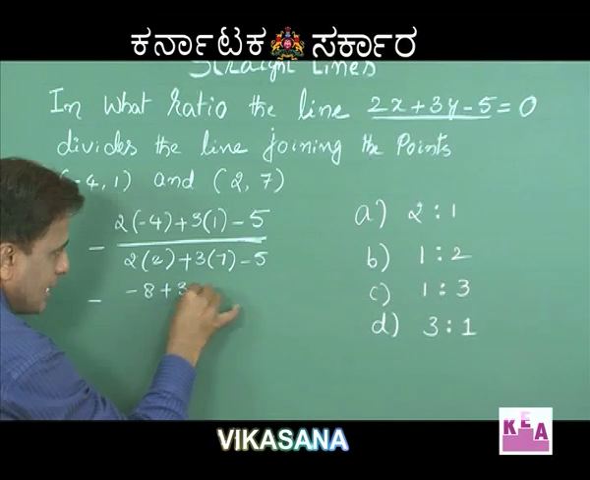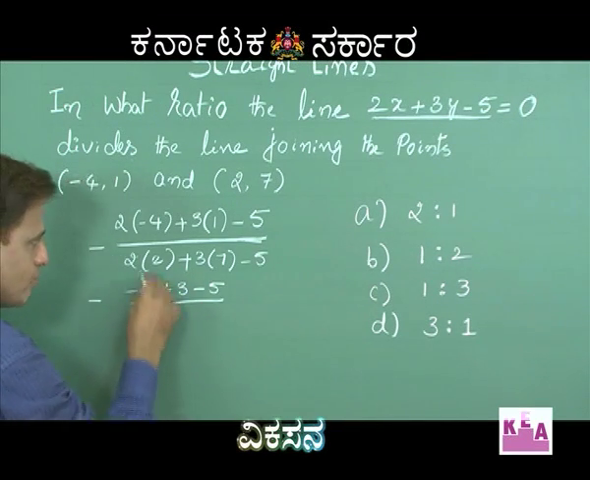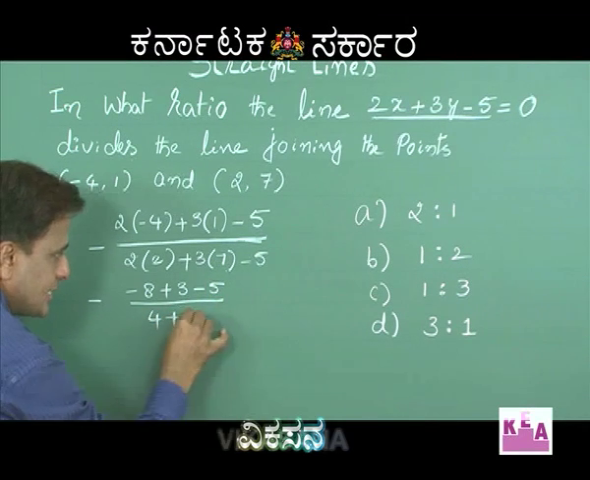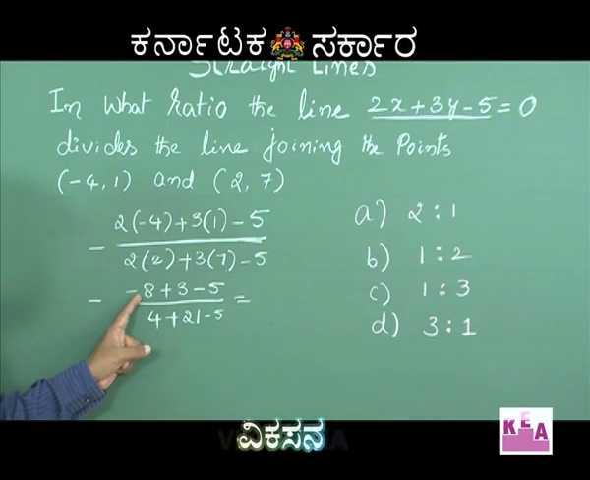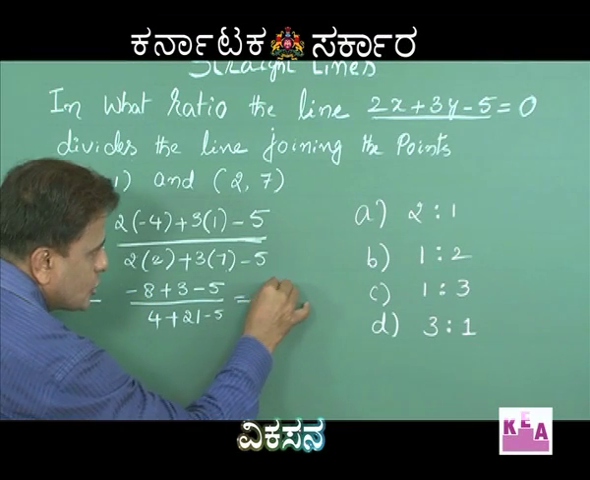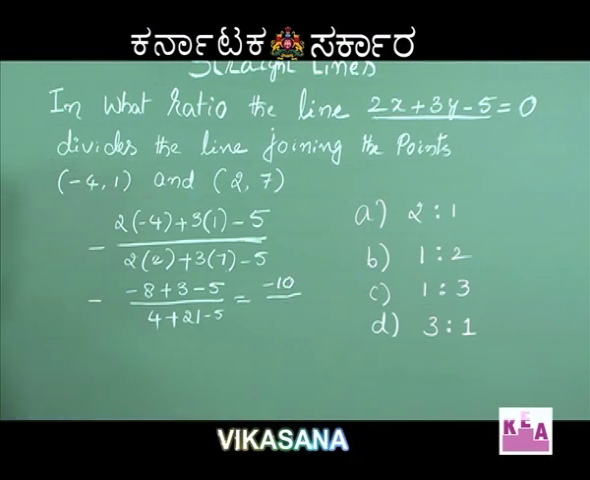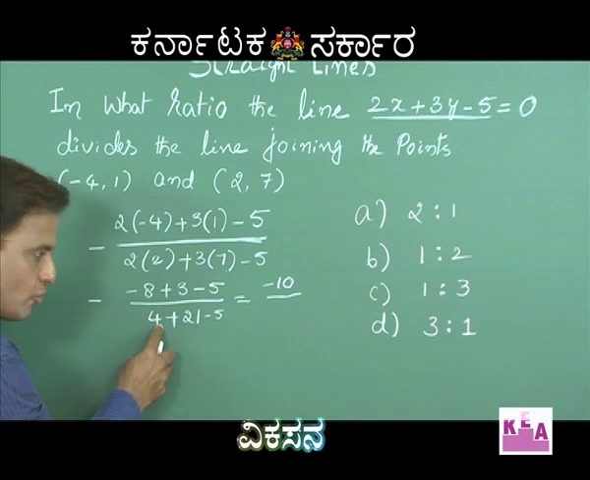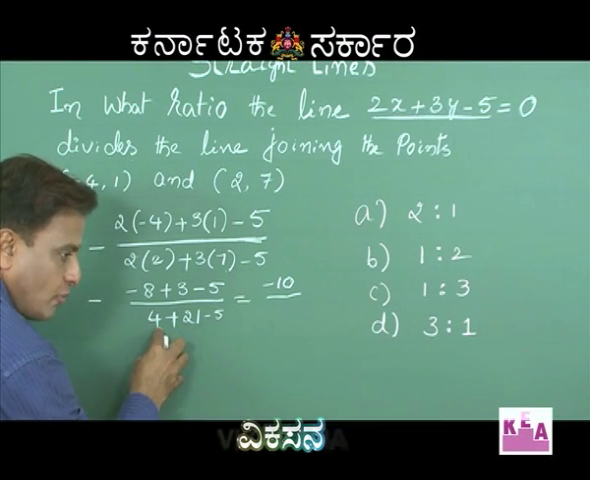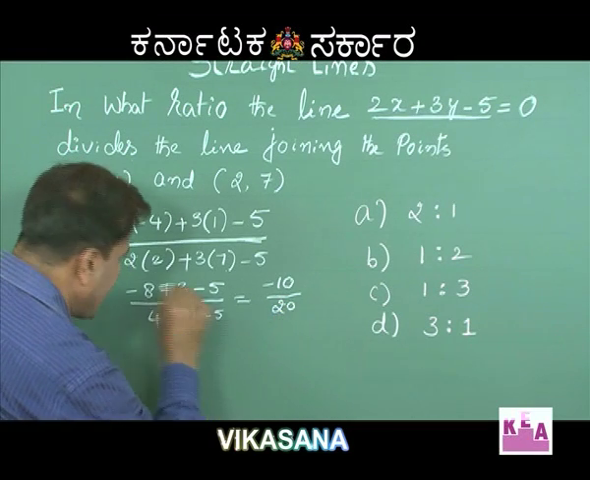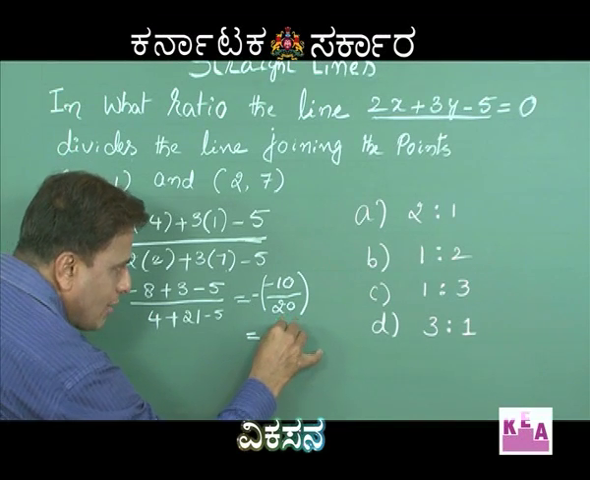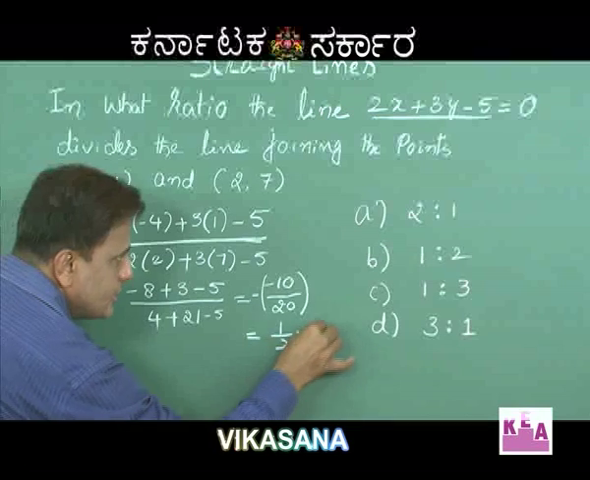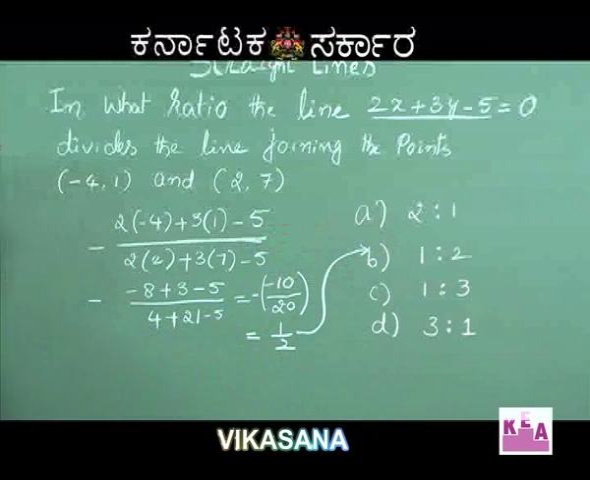Simplify it: minus of minus 8 plus 3 minus 5 upon 4 plus 21 minus 5. After simplification, minus 8 plus 3 minus 5 is minus 10 upon 21 plus 4, 25, minus 5 is 20. And before that there is a minus sign, so minus into minus is plus, it will be equal to 1 by 2. The right option is B, that is, the ratio is 1 is to 2.